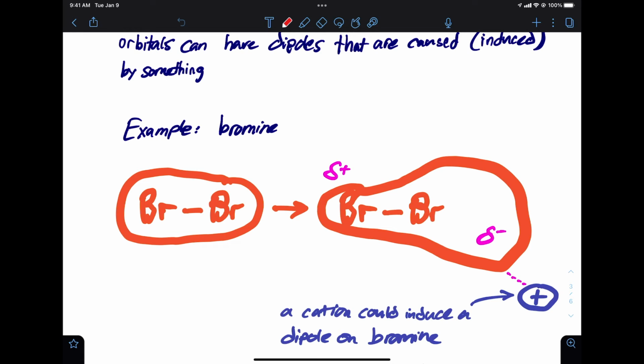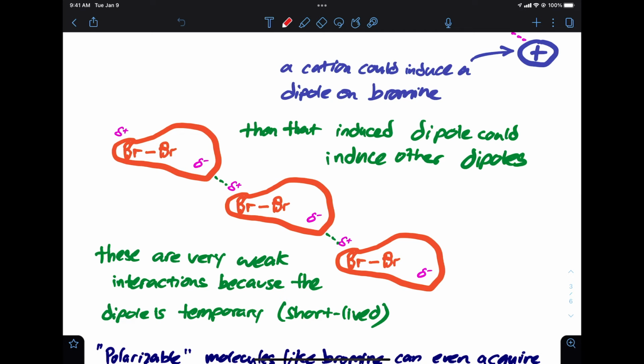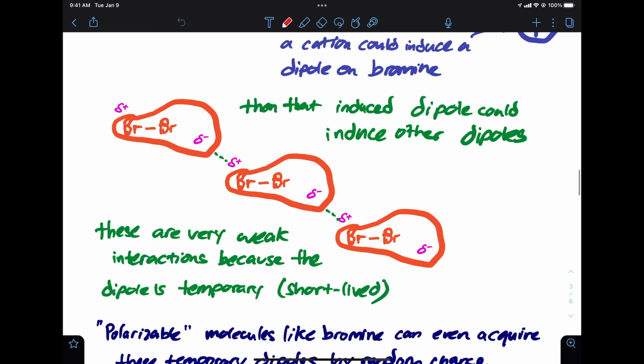Okay, it doesn't take a lot for that potential for intermolecular forces to go away. So we can get an induced dipole that induces other dipoles. A polarized bromine might have another neighbor that's a bromine, and that molecule might polarize its neighbor, and that molecule might polarize its neighbor, and they'll interact as a result of that.